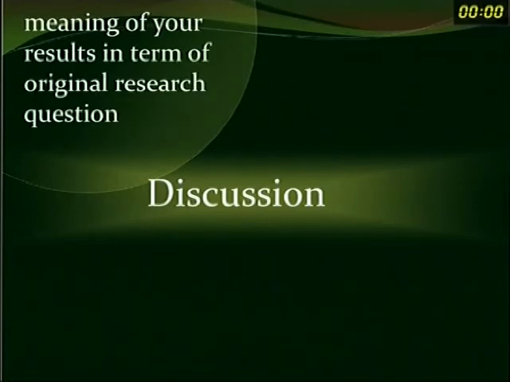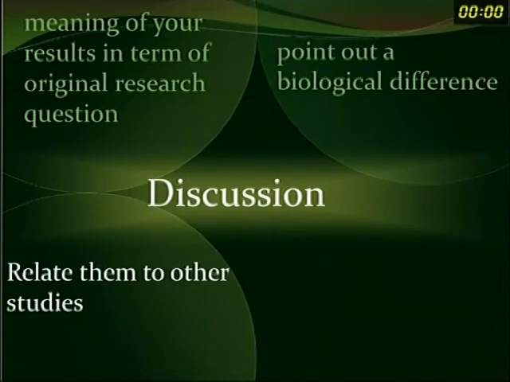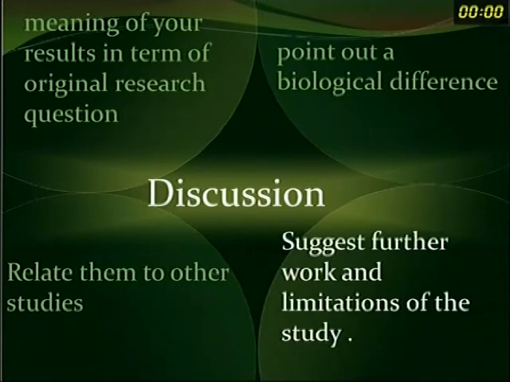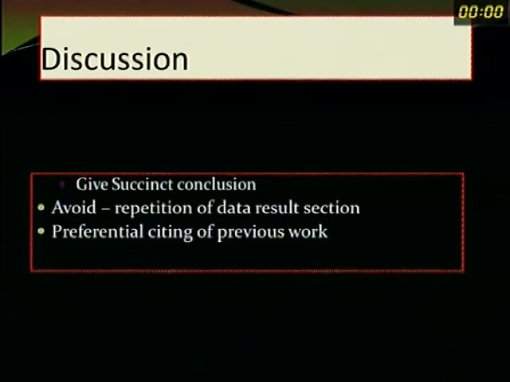Now coming to discussion, you should just write the meaning of your result in terms of the original research question. You must point out any biological difference which you have observed, and relate them to other studies published in the literature. If in the end you feel that some more studies are to be done, suggest them, and if you feel there is some limitation, write down that limitation. At the end of discussion, give a small conclusion, and avoid repetition of data from the result section.